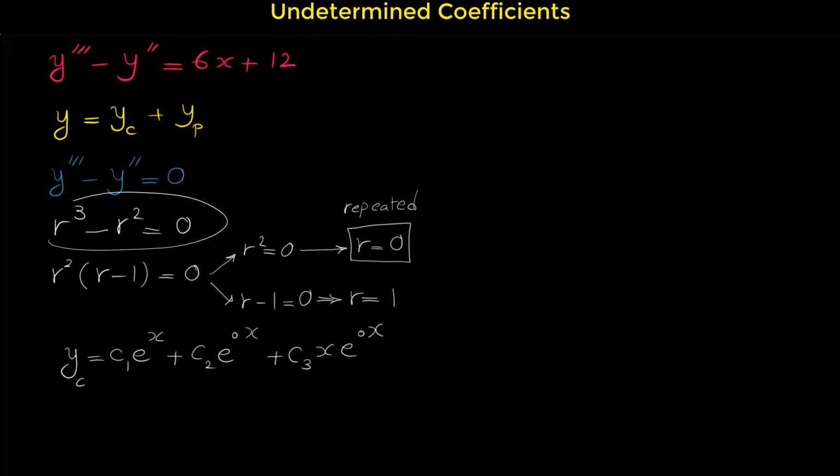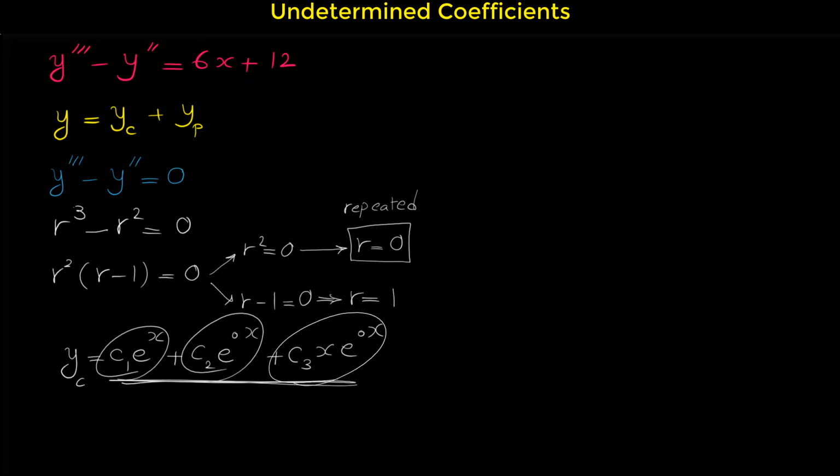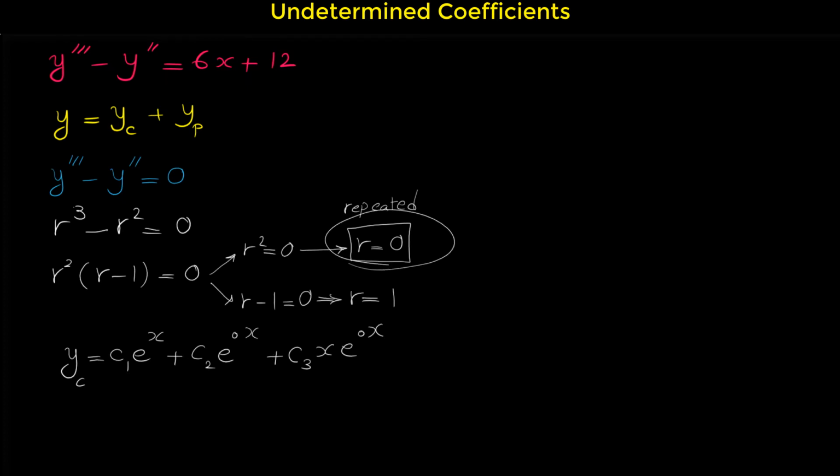Note that the characteristic equation is of degree 3. So in the complementary solution, we have to have 3 different terms: 1 term, 2 terms, and 3 terms. And again, because this root is repeated, we have to use the formula related to repeated roots for the complementary solution. If you are not familiar with how we write the complementary solutions, you can watch my video about solving homogeneous differential equations.